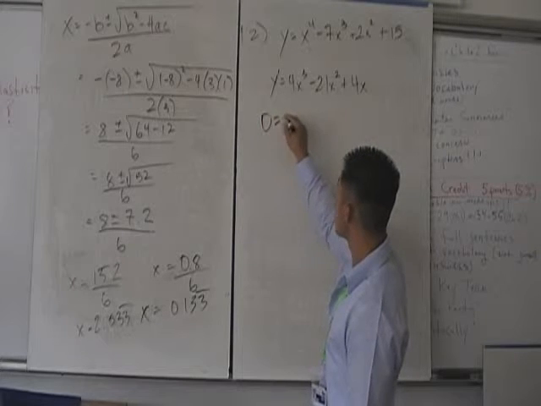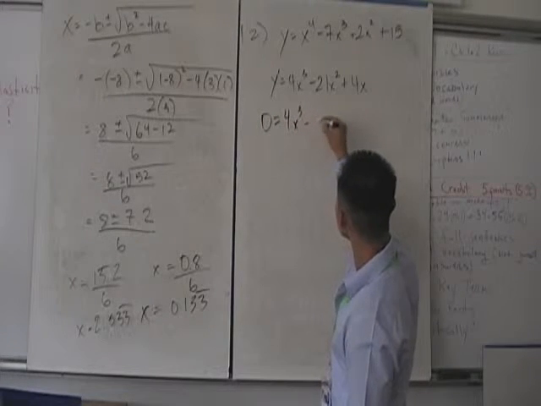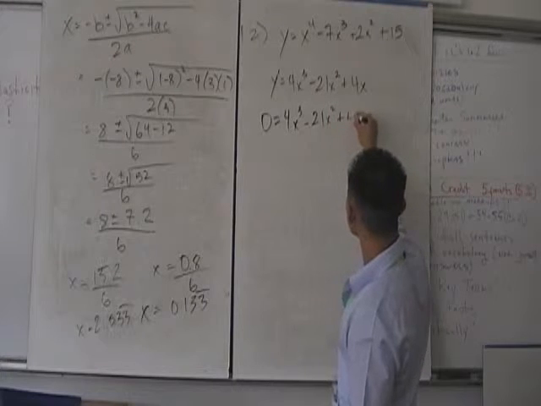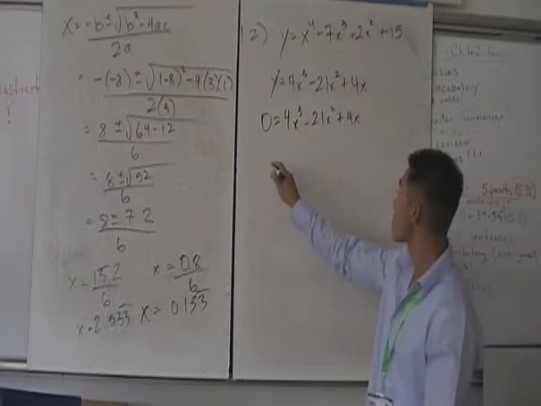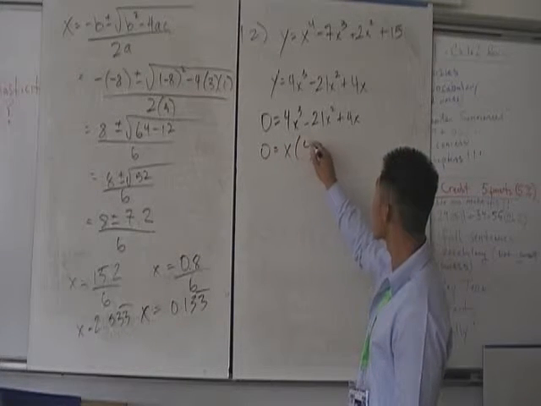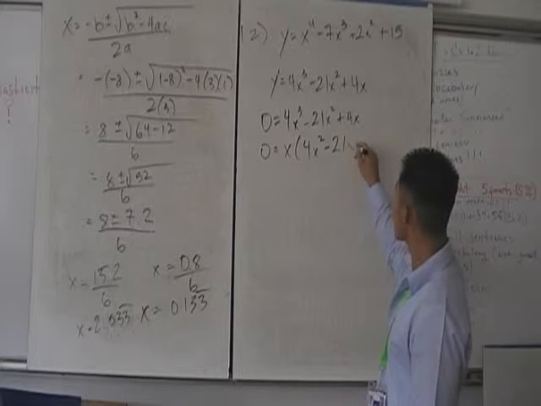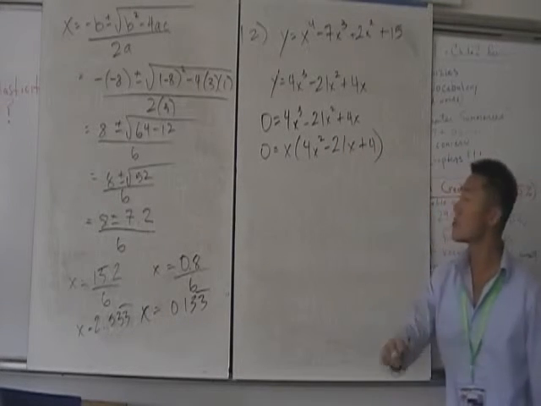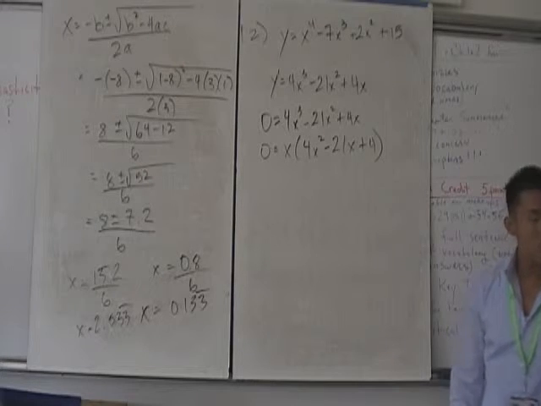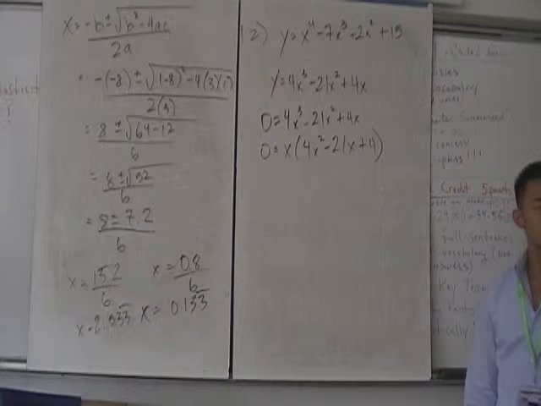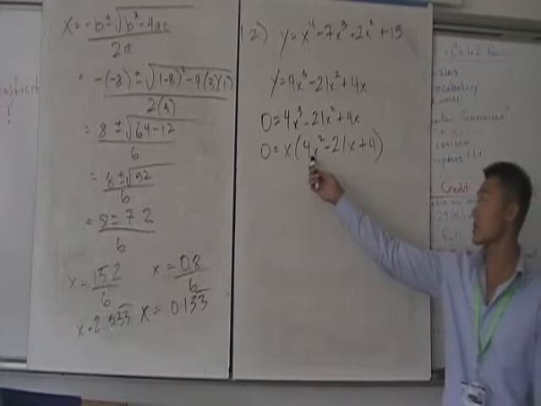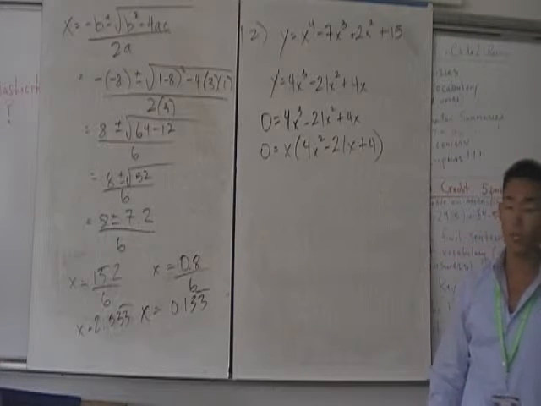Set it equal to 0. Factor out an x. Is that factorable? No. I sincerely doubt it. Okay, so this right here is not factorable. So you just plug into the quadratic formula again. So it's the same thing as what we did over there.